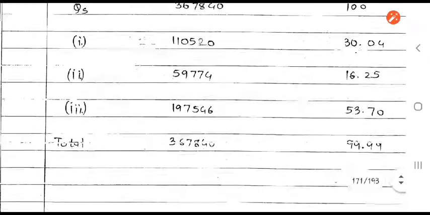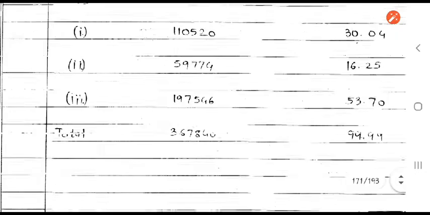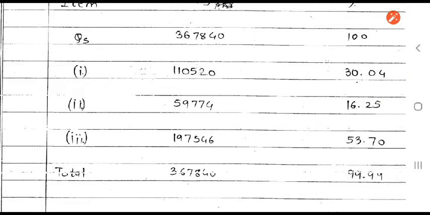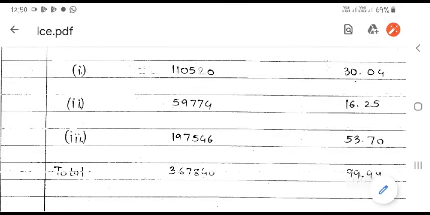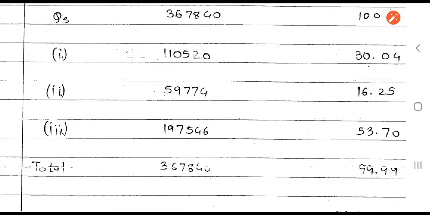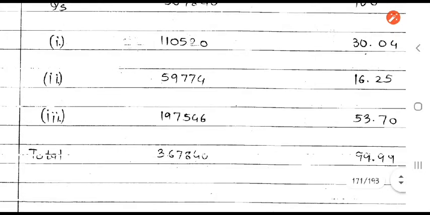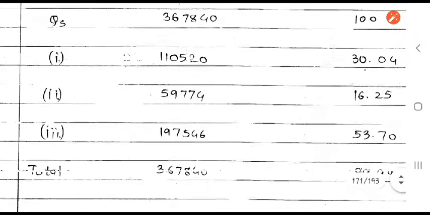When we add these three values, we get the total of 367840, and this summation matches the total heat supplied, that is 367840. When you calculate the percentages, you can see 110520 is 30.04 percent of this 367840. Similarly, 59774 is 16.25 percent of the total heat supplied 367840, and also 197546 is 53.70 percent of the total heat supplied 367840.